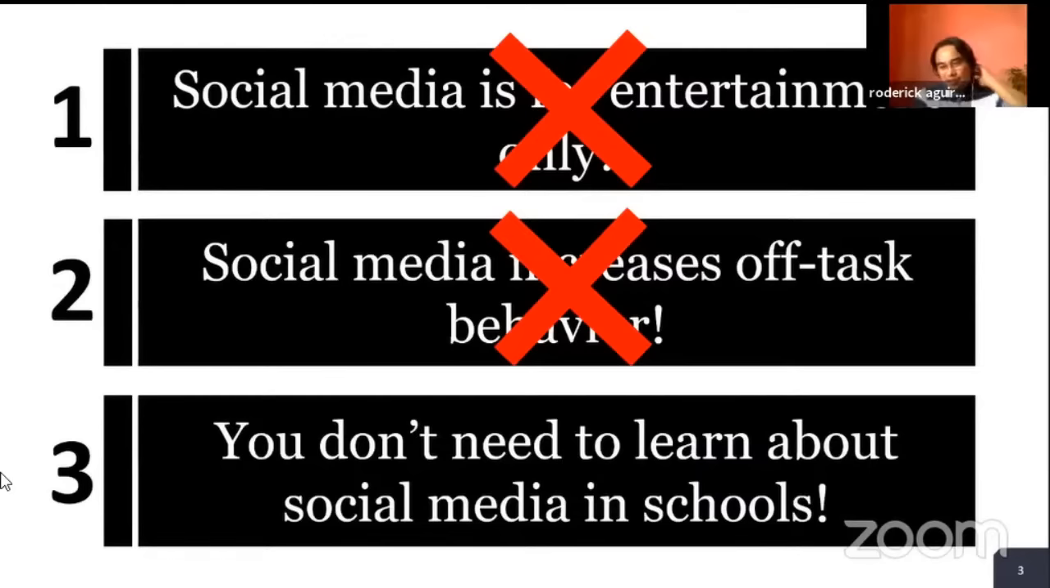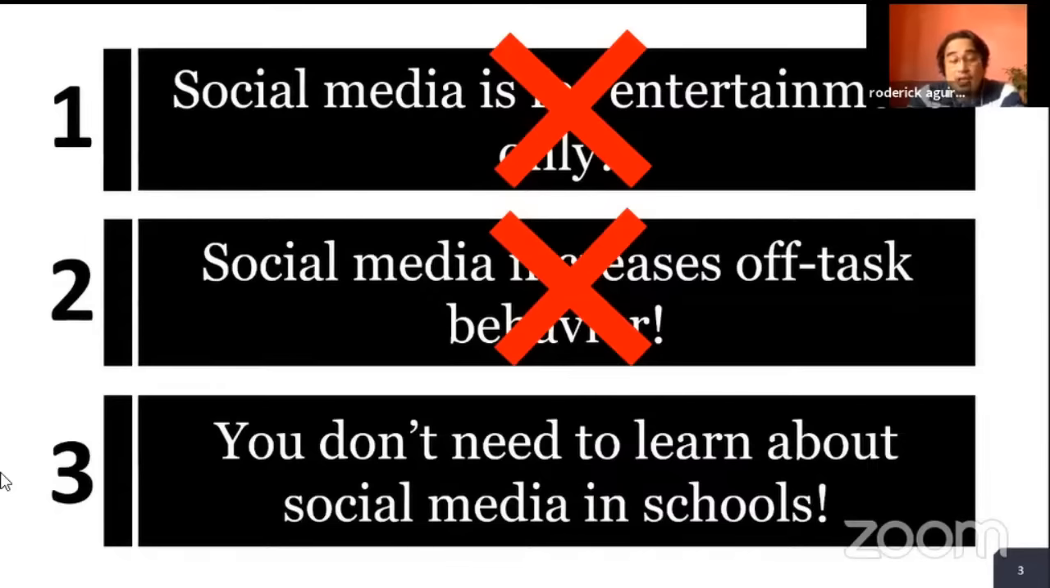I got this statement from a lot of parents saying that you can learn social media outside the school. A lot of parents are already allowing their kids at a very young age to have their own Facebook account and to access a lot of applications. I hope it's gender sensitive and at the same time age appropriate, but of course we wouldn't know.